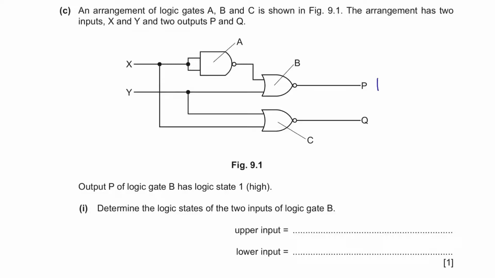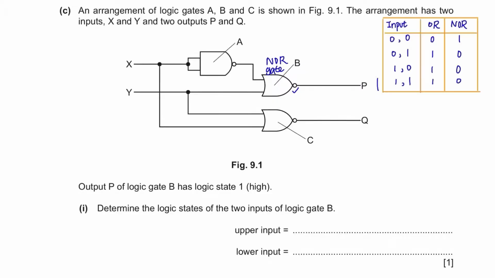So you got 1 at P, and logic gate B is a NOR gate. It has this small circle in front, and the outcome will be opposite of an OR gate. In order to get 1 from a NOR gate, its input should be 0 for both upper and lower input.